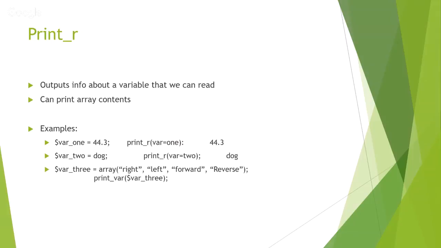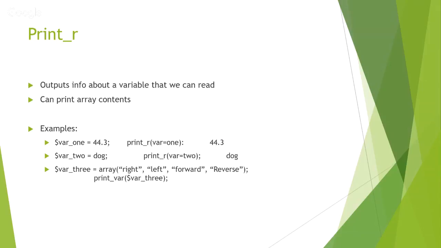So essentially, print_r outputs info about a variable that we can read. It takes unreadable information and makes it readable. It can print out array contents as well. If it's an integer, float, or a string, it will return the value. Here are some examples below.